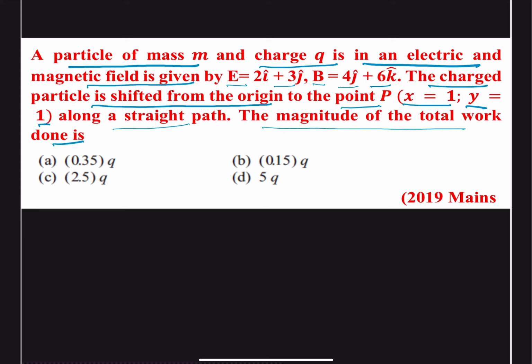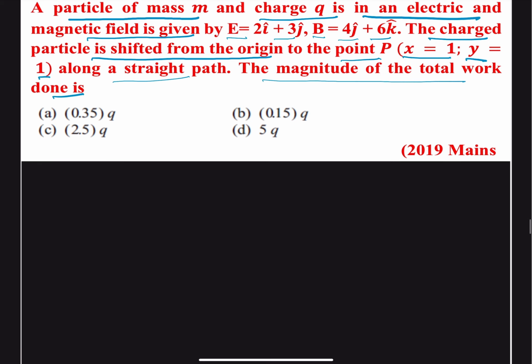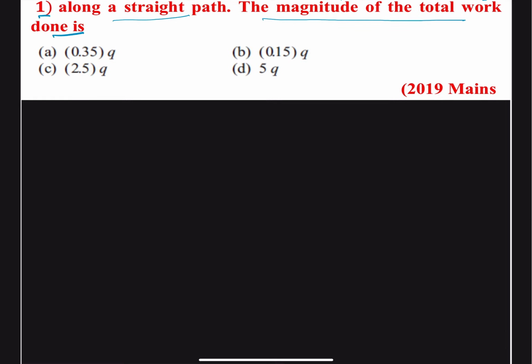In this case, we know that the work done by a force is F dot d, where d is the displacement. And here we have both electric field as well as magnetic field. So both will be influencing the force. The total force will be electric force plus magnetic force. But the work done by the magnetic force on this charged particle will always be 0 because the force is perpendicular to the velocity. So here the work done will be only dependent upon the electric force.